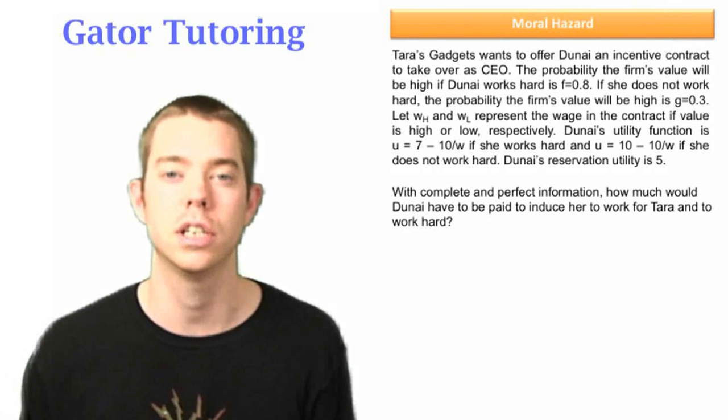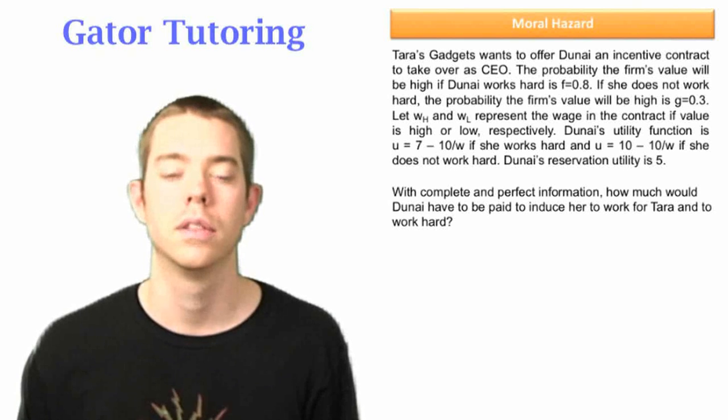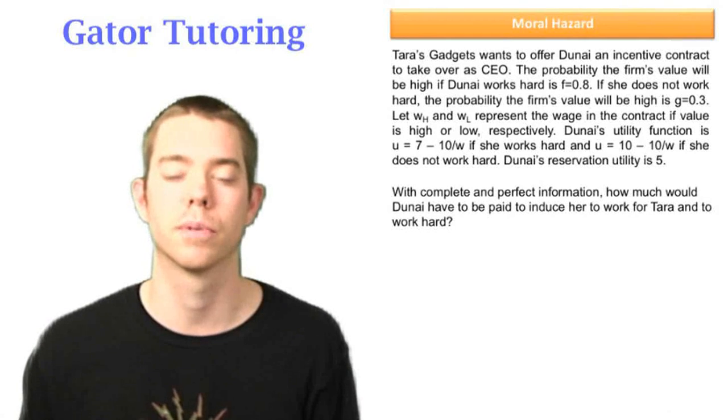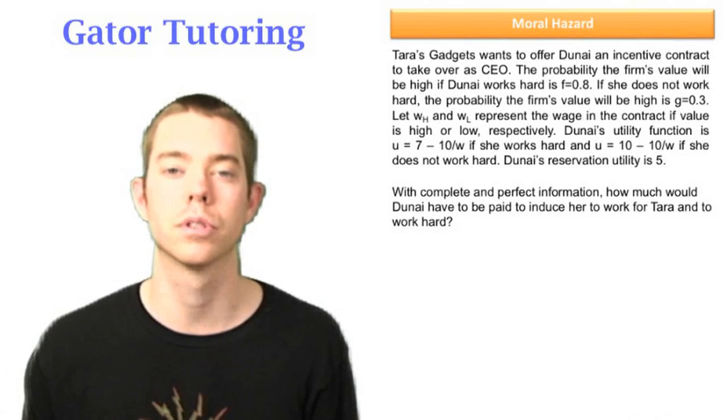So they've given us G. Usually G is 0. This time they give us G as 0.3. They tell us that WH and WL are going to represent the contract if the value is high and low, respectively. It tells us that Dunai's utility function is U equals 7 minus 10 over W if she works hard, and U equals 10 minus 10 over W if she does not work hard.